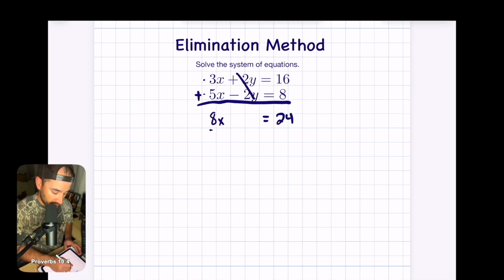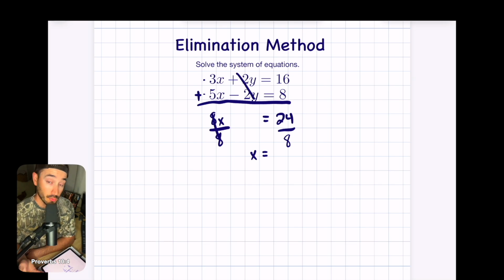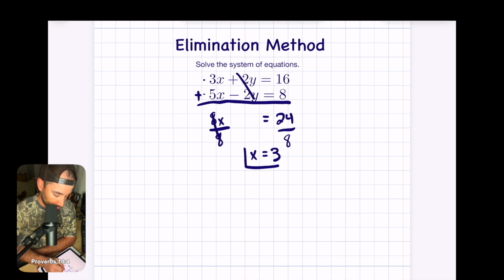Now we're going to divide by 8 on both sides to get x is equal to 24 divided by 8, which is positive 3. So we'll put a box around that. And now that we know what x is equal to, we can plug that into either one of our equations and find what y is equal to. I'm just going to use my first equation to keep it simple.